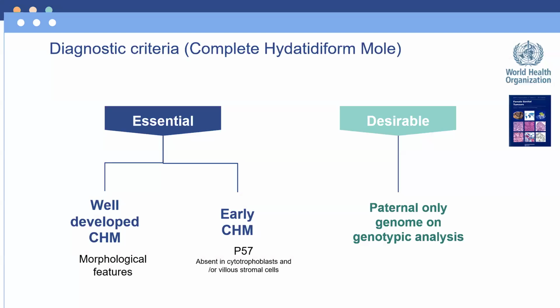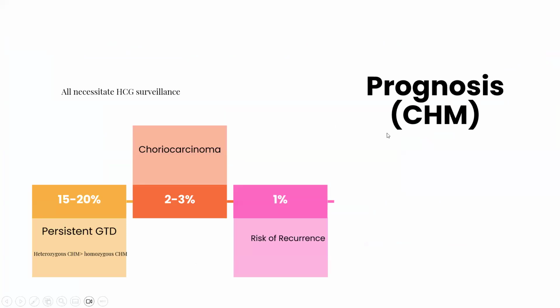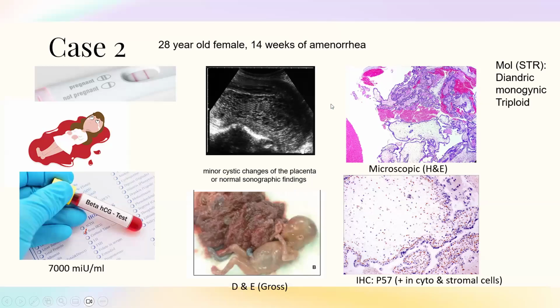Okay, so to wrap up, the diagnostic criteria that are essential for the diagnosis of the complete mole are the well-developed criteria that we have described microscopically, together with P57 if we have an early complete mole, and finally genotypic analysis. Okay, what about the prognosis? Complete mole unfortunately can result in what we call persistent GTD in 15 to 20%, more unfortunately choriocarcinoma in 2 to 3%, and maybe a risk of recurrence in 1%. Okay, that was all about the complete mole.